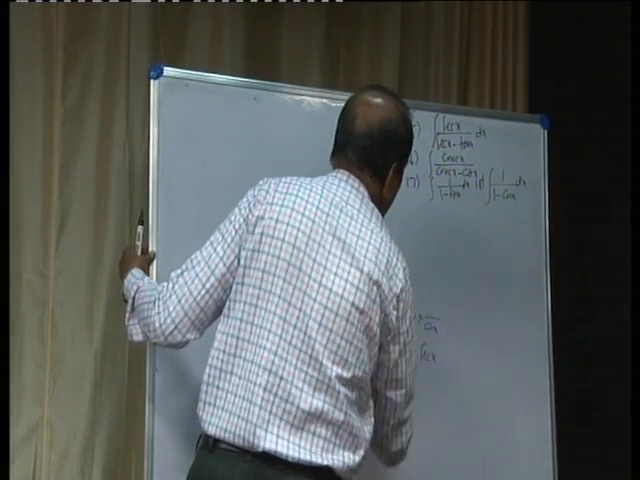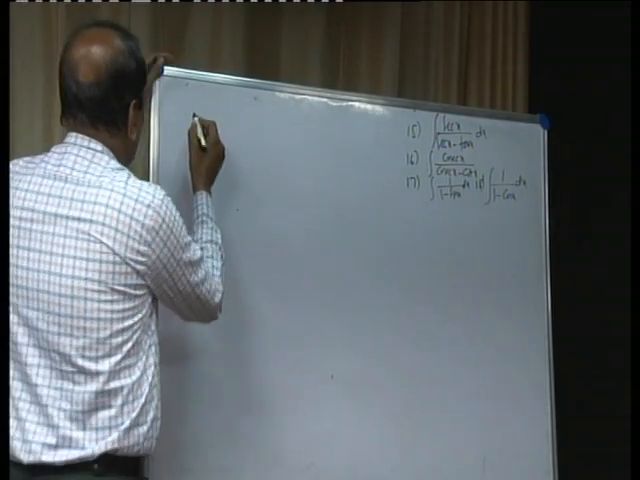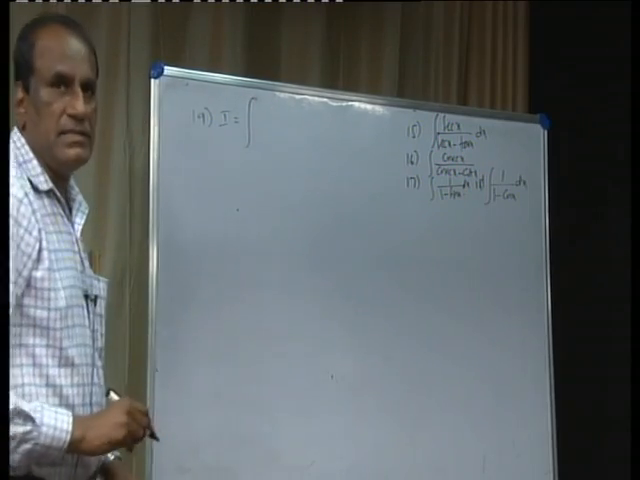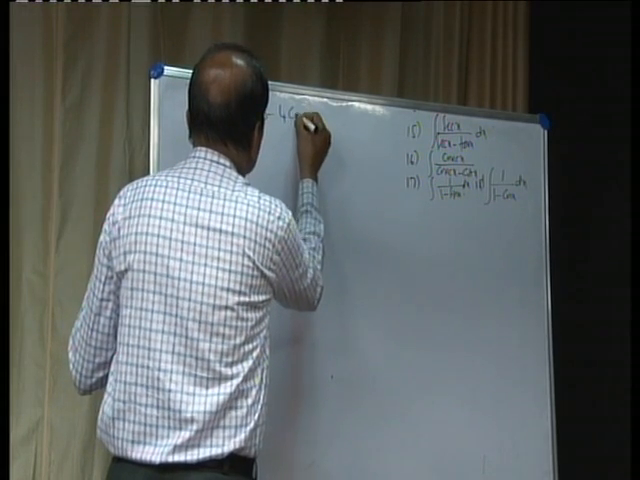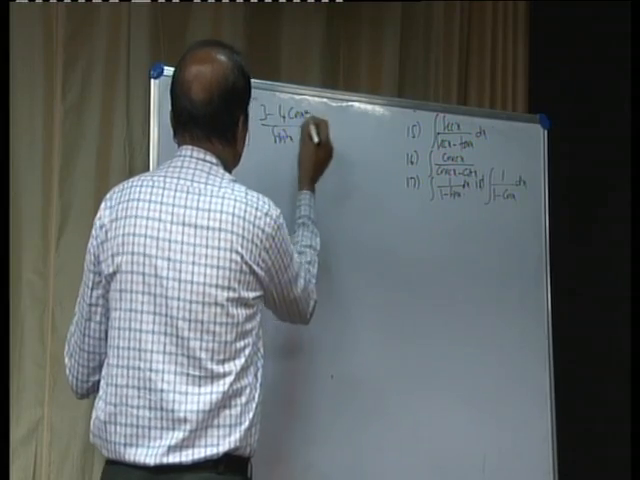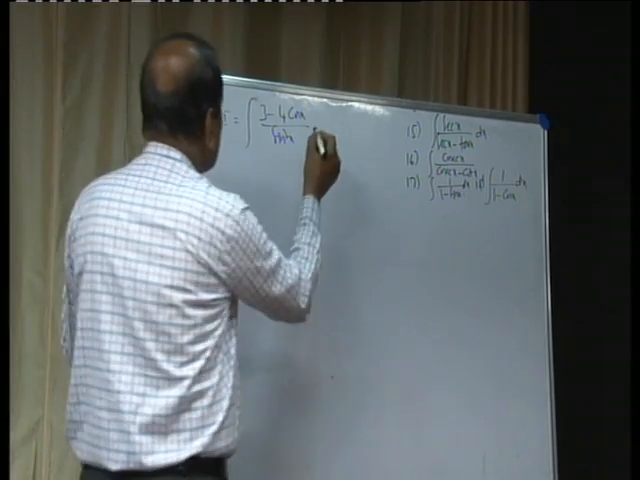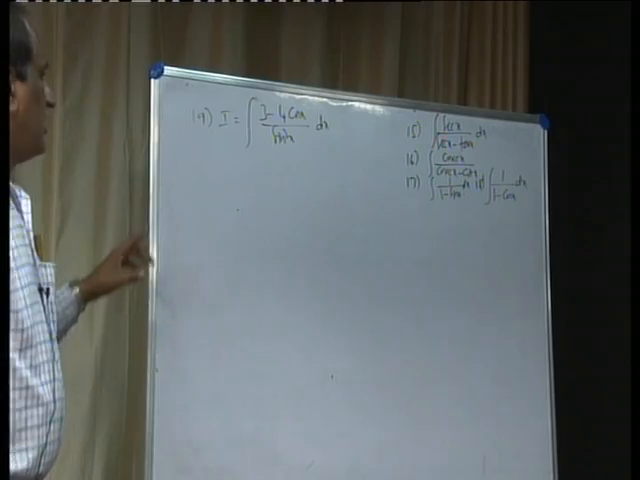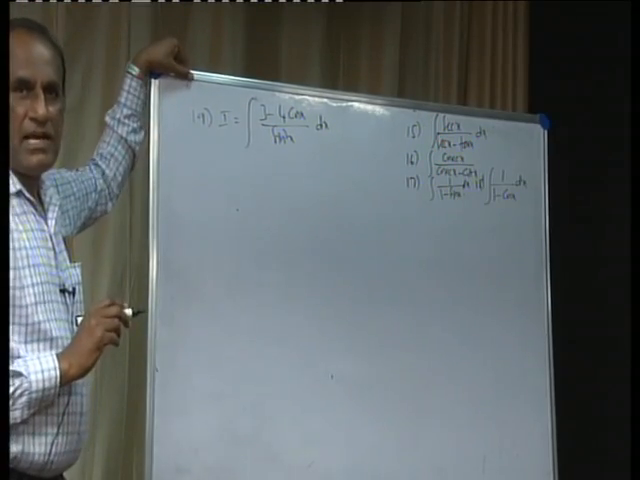So, problem number 19. I is equal to the integral of (3 minus 4 cos x) divided by sin square x dx. See here, in this case, how to integrate? We cannot integrate directly, because there is a denominator.